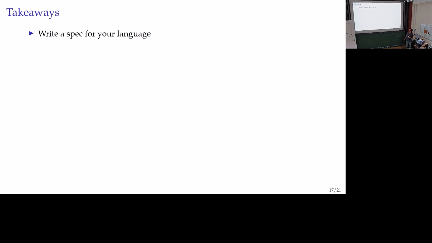Okay, so my takeaway from this is: write a spec for your language. There are surprisingly many proof assistants that do not have a spec for their logical core, and I find this to be a terrible, terrible thing. Which ones do have a spec?